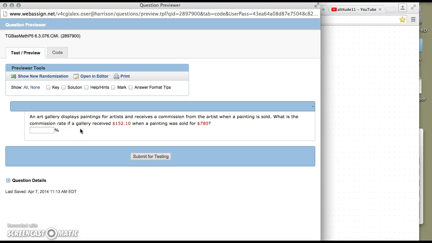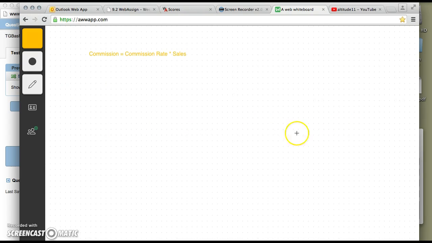So in this word problem here, guys, first of all, find the question. Find what you are being asked to solve for. So it's right here: what is the commission rate? We do not know the commission rate. We need to solve for it. So that tells us our commission rate is going to be our variable.